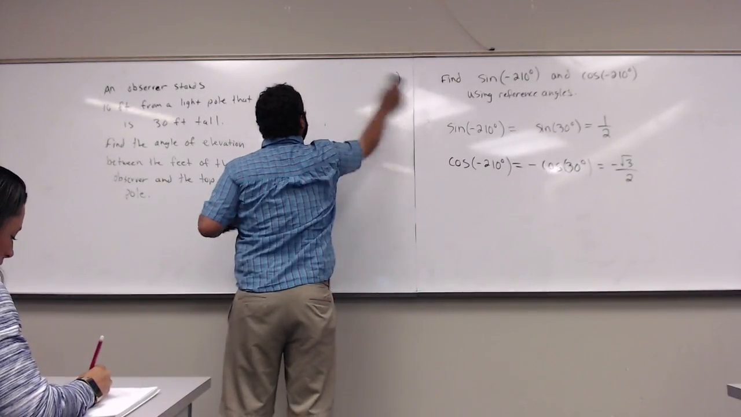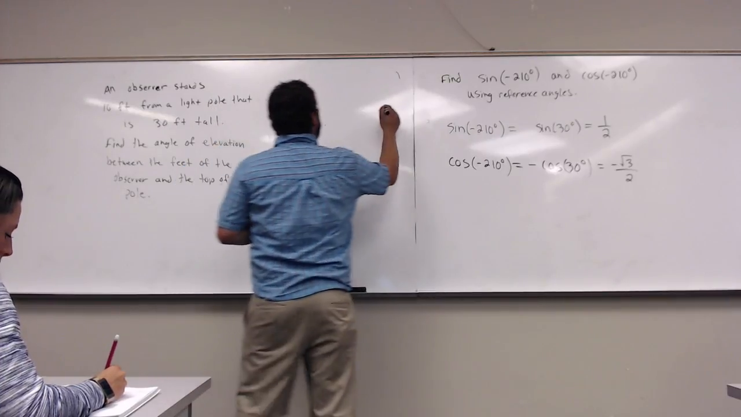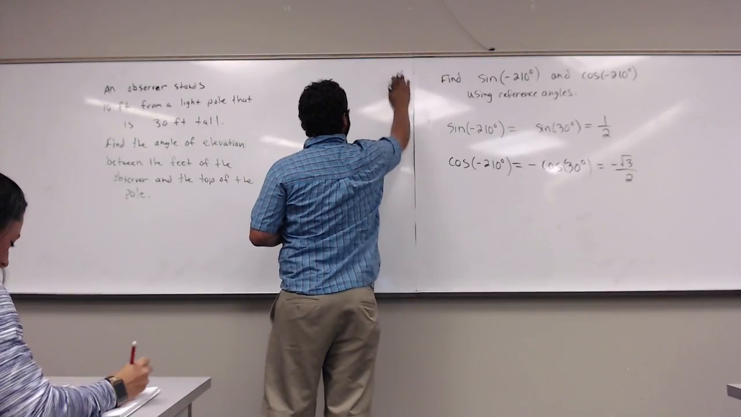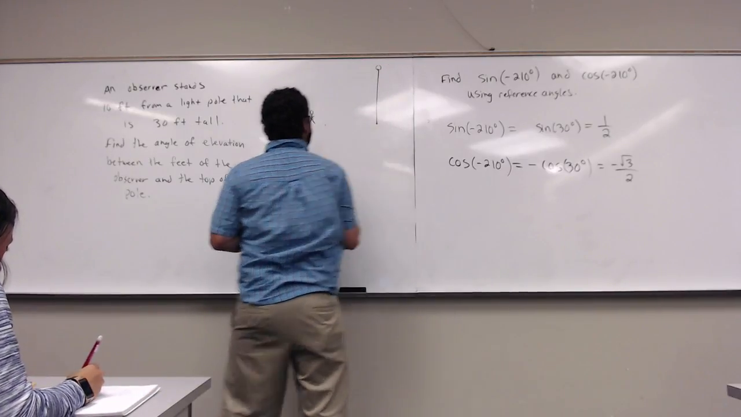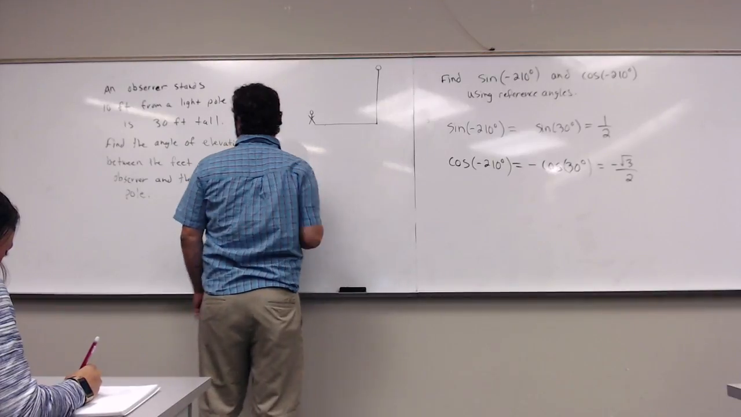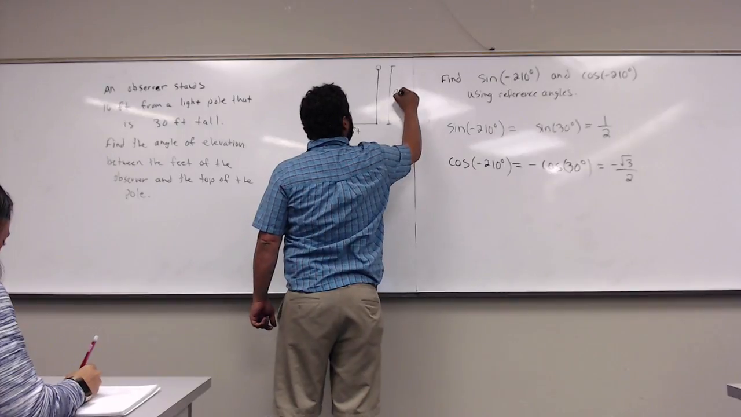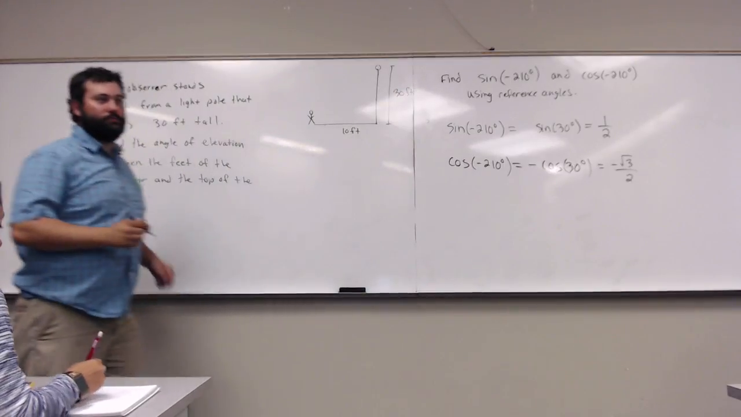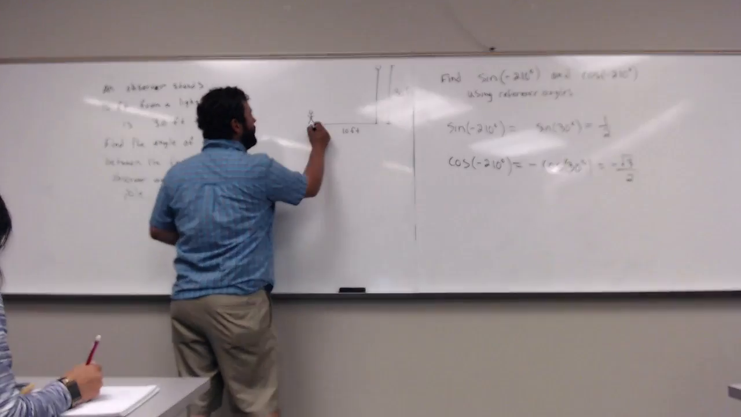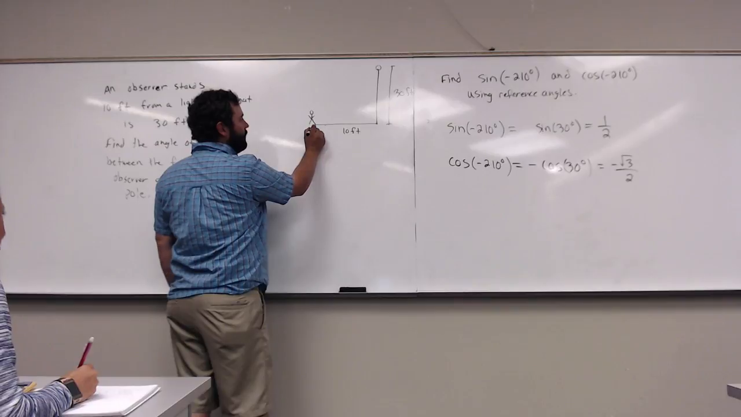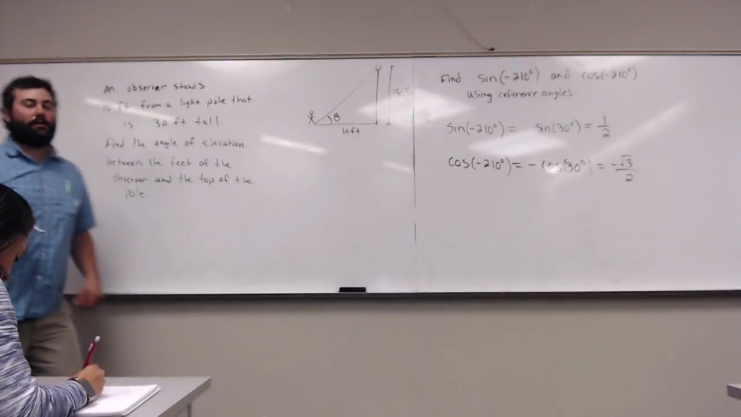Alright, so you can draw a picture. Here's your little stick figure person, and here's your light pole. I told you that the observer is 10 feet from the light pole itself, and the light pole is 30 feet tall. The angle of elevation is the one made from the base of the observer's feet to the top of the light pole, so we're talking about this angle theta right here.